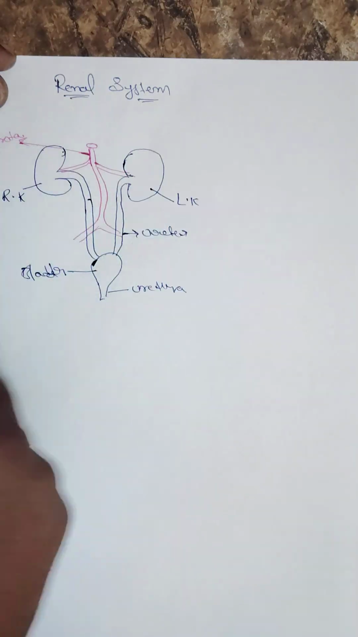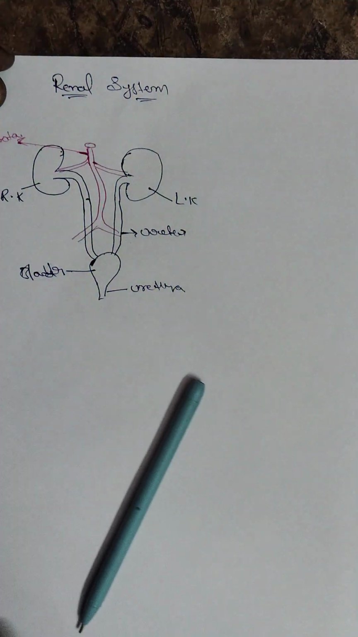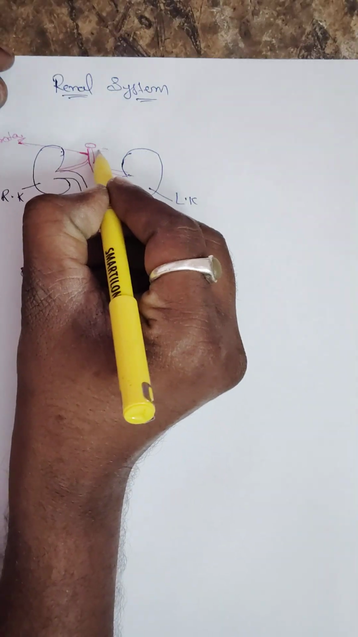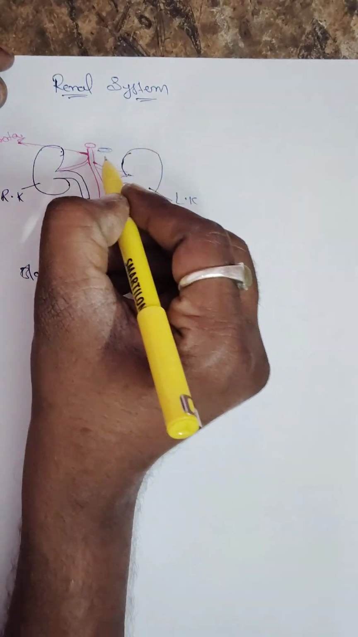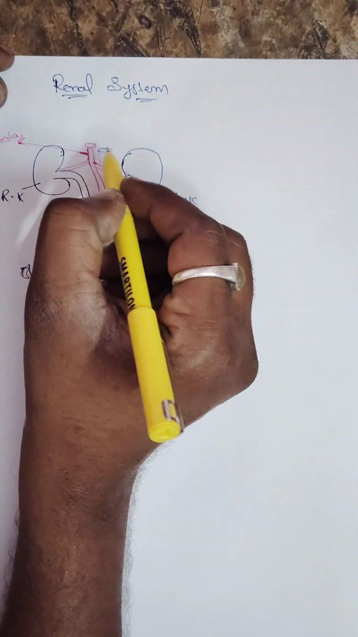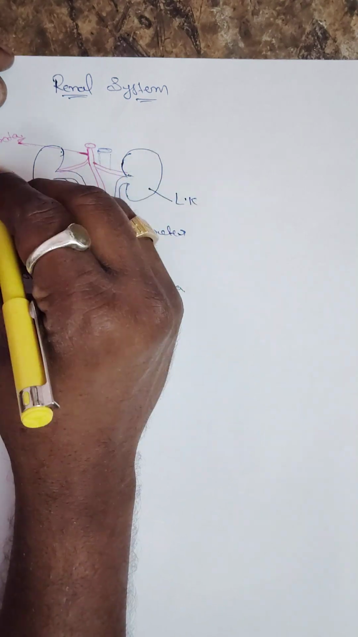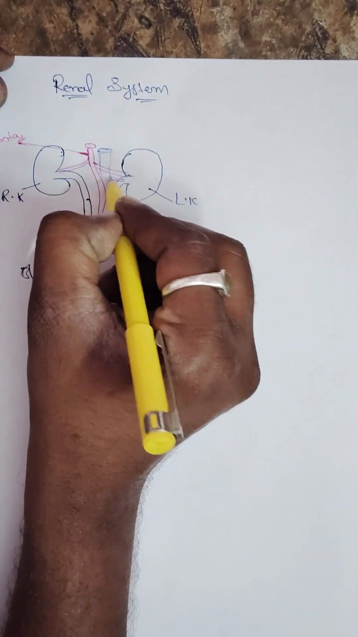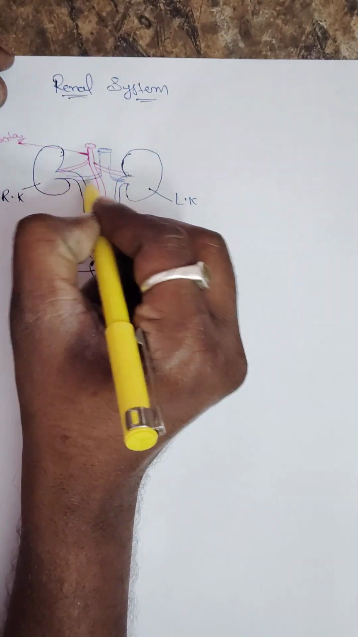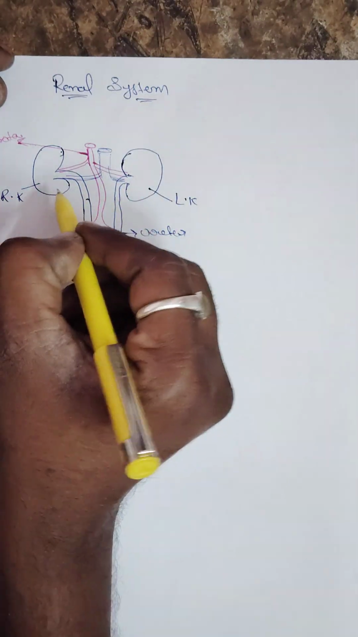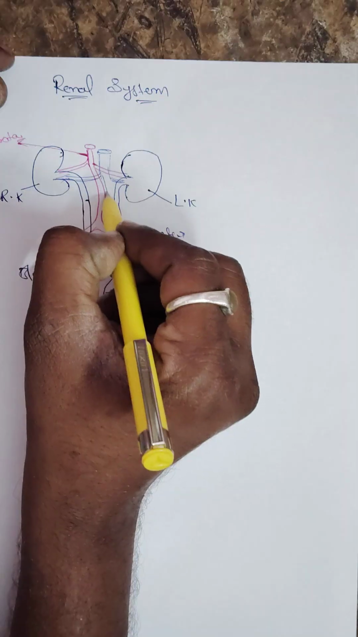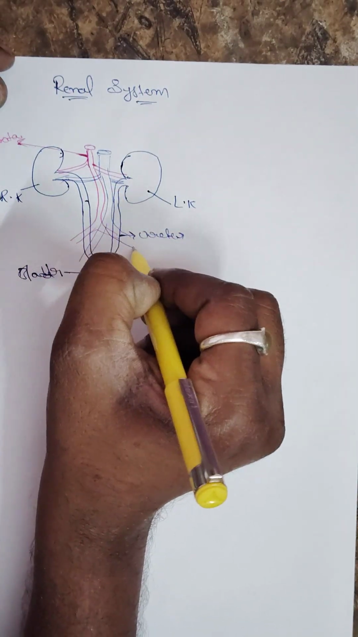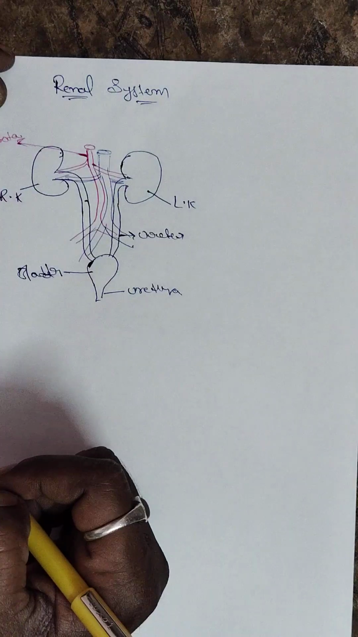And here nearby, one more blood vessel is present. This is the one more blood vessel. It runs simultaneously with the aorta. It is also connected to the left kidney as well as the right kidney. Same like this one, it also transfers, like the aorta.